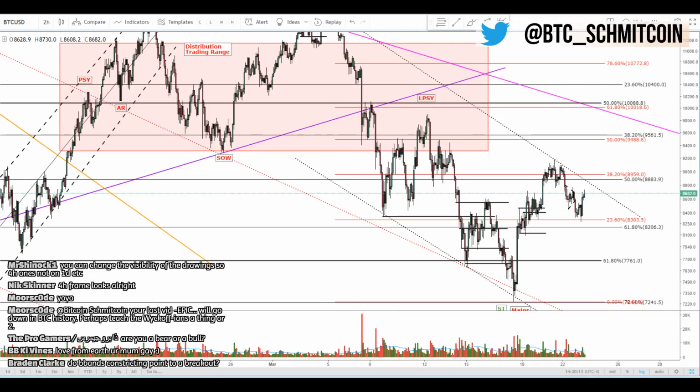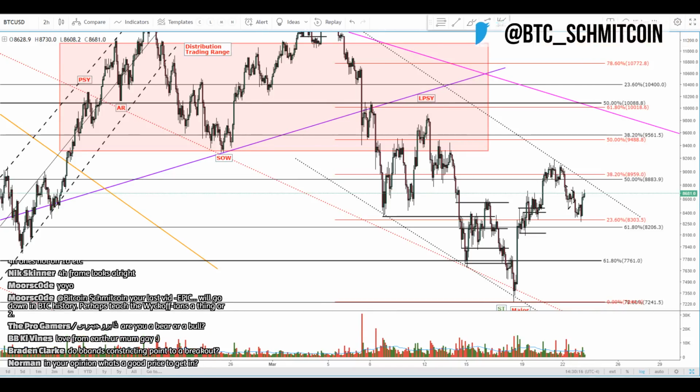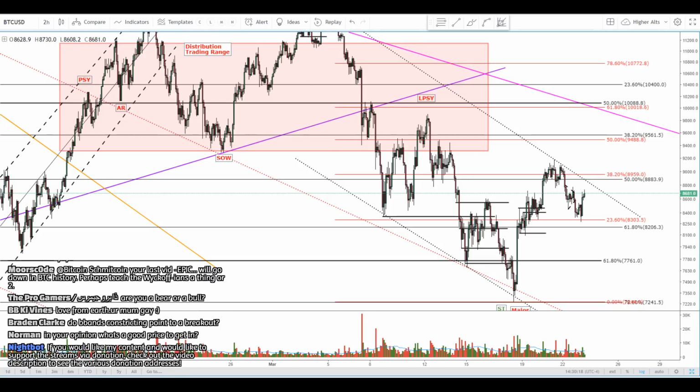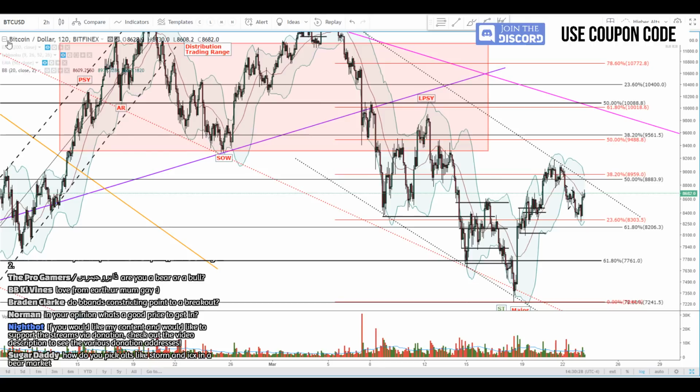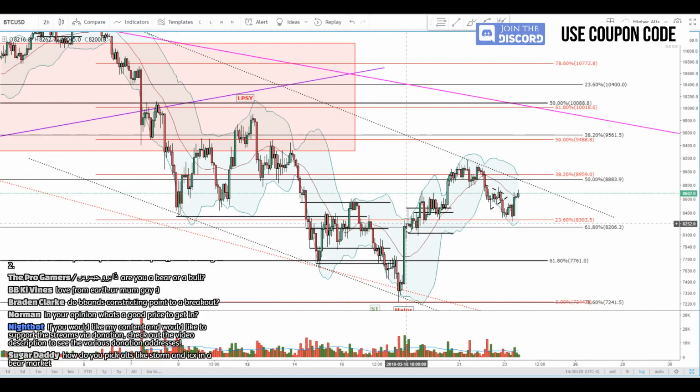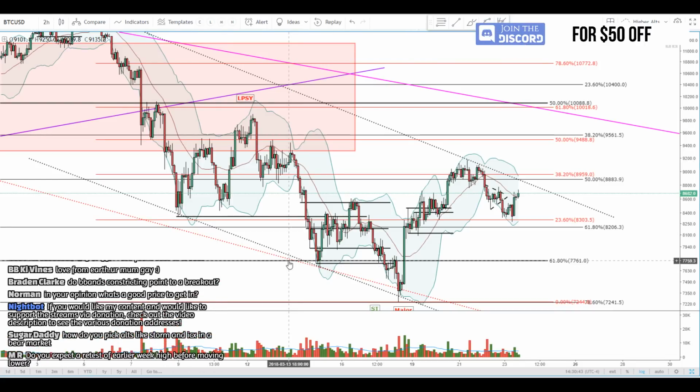Are you a bear or a bull? I'm neither. I'm a trader. DB bands constricting point to a breakout? You've got to be more specific. I don't really know what you're asking. How do you pick alts like Storm and ICX in a bear market? You don't. Do you expect a retest of the earlier week high before moving lower?